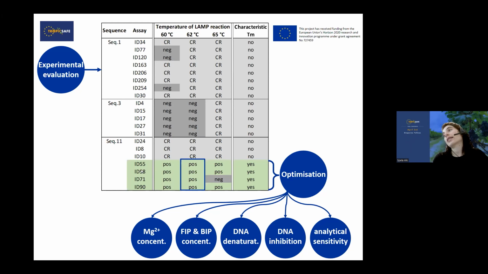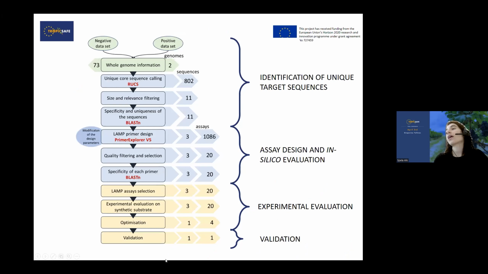So those 4 assays were put in the optimization step that consisted of finding the best suited magnesium concentration, FIP and BIP primer concentration, the best form of the DNA, and if DNA inhibition might be a problem, and determining analytical sensitivity of those 4 assays. So in the optimization step, we found the best performing assay, and that assay was then put through the validation.